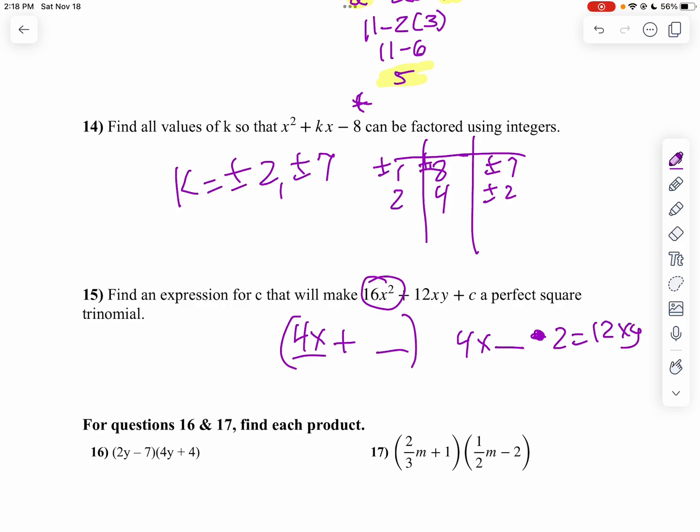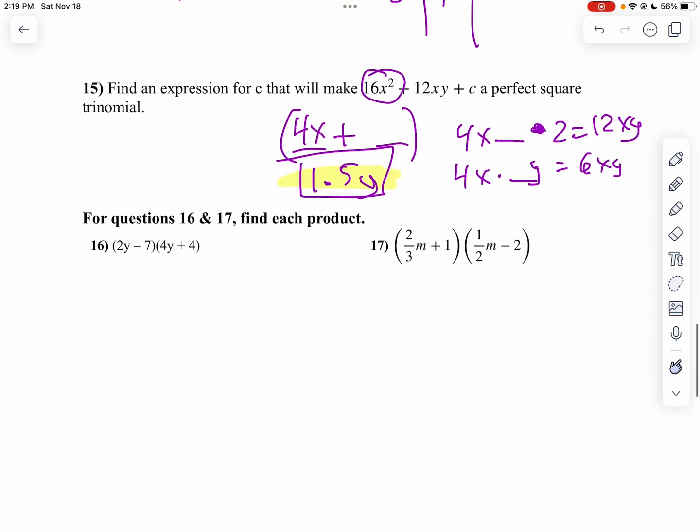What is half of 12? That'd be 6. So 4x times something, it'll be y too, is going to equal 6xy. Well, 6 divided by 4 is 1.5. So 1.5y is what we're missing there. That was kind of an interesting one.